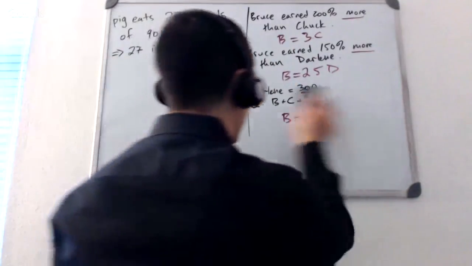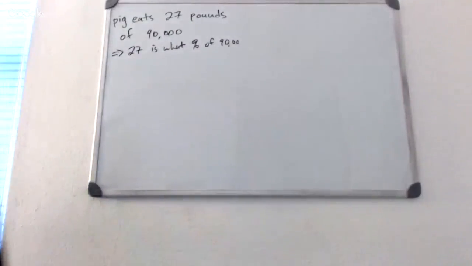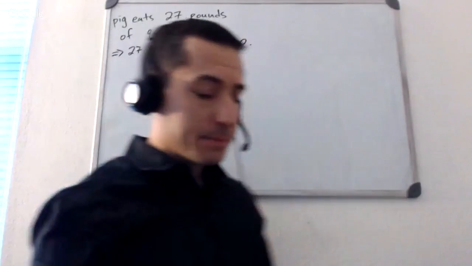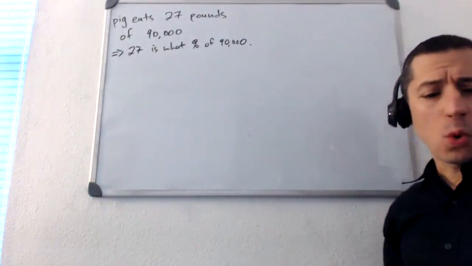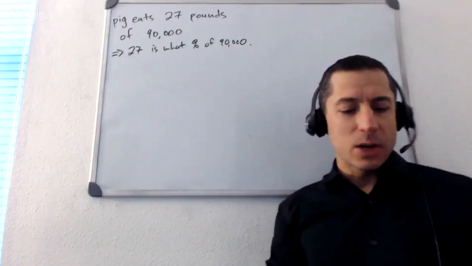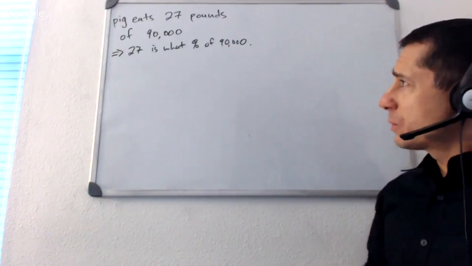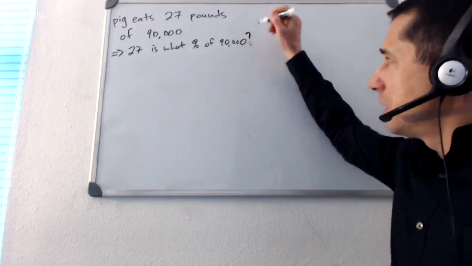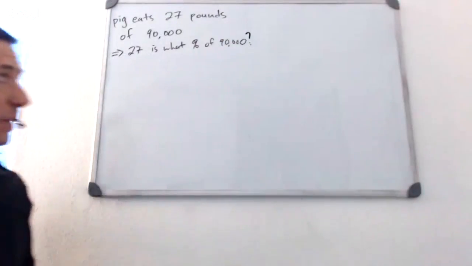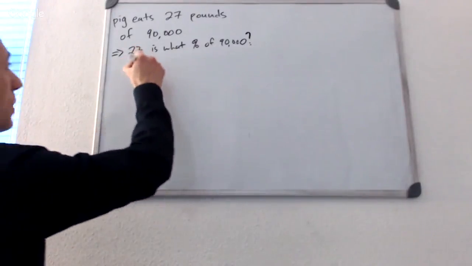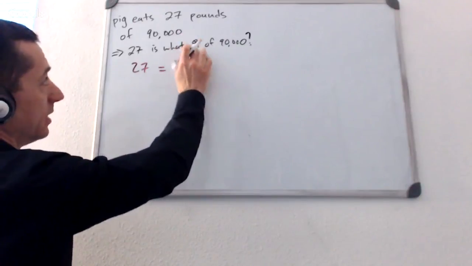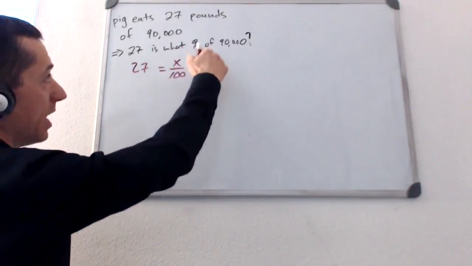Let's talk about this guy over here. So once again, there's an element of this question that's straight translation in a sense. So we've got some pig. The pig ate 27 pounds of corn, 90,000 pounds in the silo. Great. So basically, we're just being asked 27 is what percent of 90,000? Okay, so we can take that, turn that into a straight little equation, no problem at all. 27 equals, there's a variable, call that x, percent over 100 of 90,000.